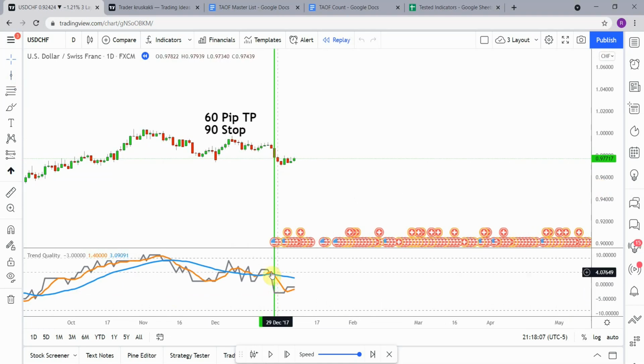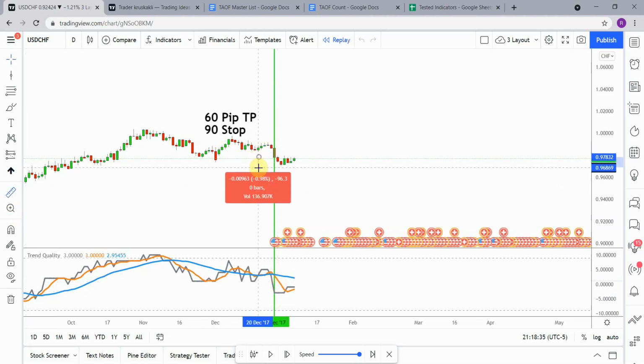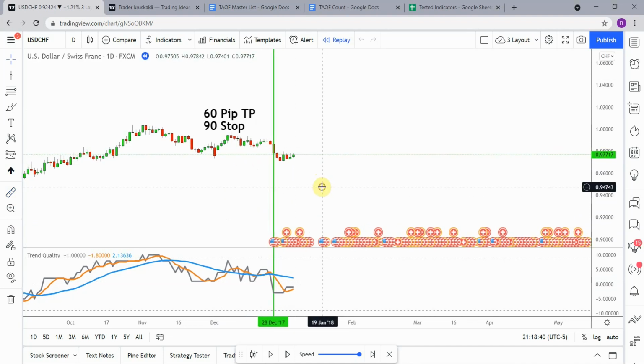Alright, so our first signal right here is a short signal, and you can see that the gray line crosses down below the blue first, and then it takes just a couple candles before the orange follows, and that puts us with the orange crossing down below the blue. The gray is also below the blue, and the gray is below the orange, and so that is a short, and it looks like we were able to take profit on that one.